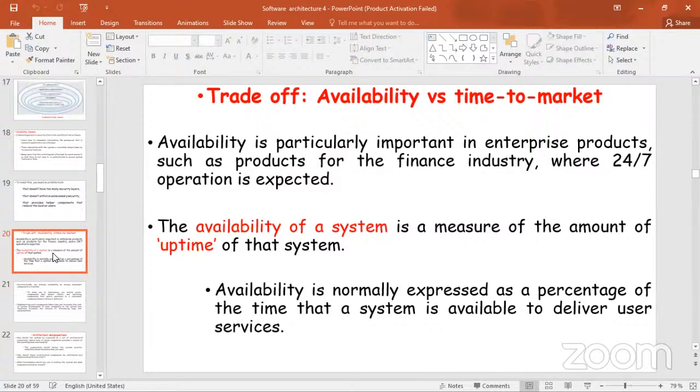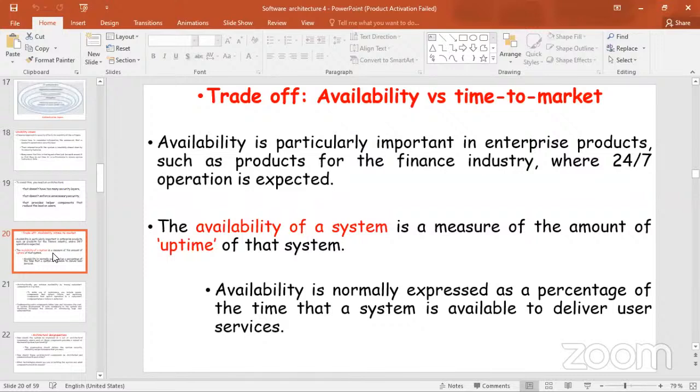So let's look at the trade-off between availability and time to market, right? Availability is particularly important in enterprise products, such as products for the finance industry, where 24 hours, 7 days operation is expected. The availability of a system is a measure of the amount of uptime of that system.